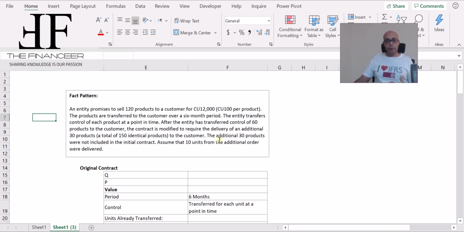The additional 30 products were not included in the initial contract. So this is an amendment. Assume that 10 units from the additional order were delivered. So let's assume that 10 units were already delivered to the customer from this additional product and services.